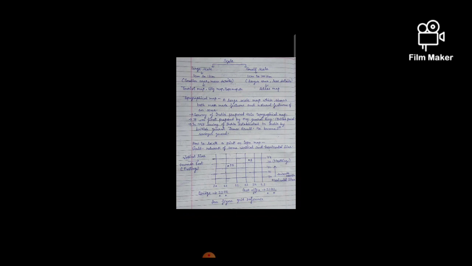We have an example here, large scale example 1 centimeter to 1 kilometer. It means it is showing smaller area, but it is giving us more details. And a small scale is 1 centimeter to 100 kilometer. This is an example, 1 centimeter to 100 kilometer. So it is larger in area, but it is giving us less details.